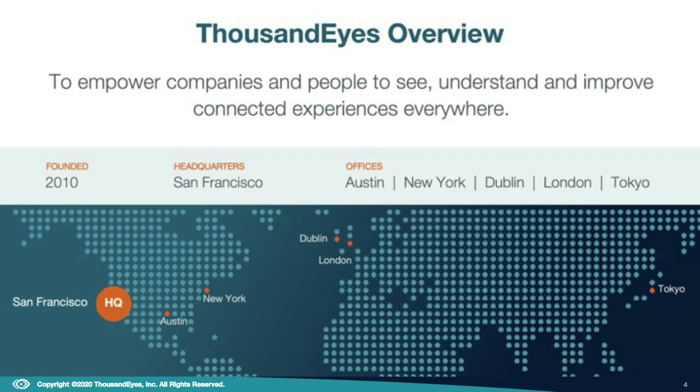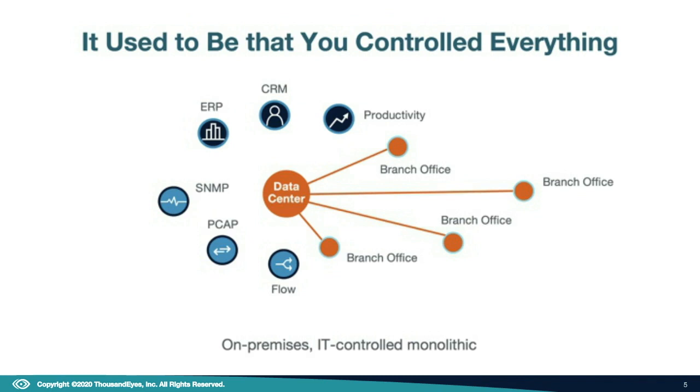Jumping into things. Thousand Eyes, I want to just go over why we were created in the first place. What was the use case in the beginning 10 years ago in 2010 when we were founded? What were we trying to accomplish? And the overarching goal of Thousand Eyes is to empower companies and people to see, understand, and improve connected experiences everywhere. Our headquarters are in San Francisco, and we were really born out of the fundamental idea that we are seeing a shift when it comes to companies around the world.